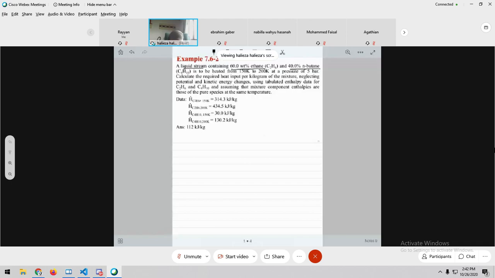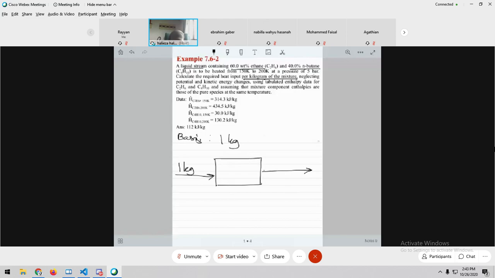Now we're going to draw the first thing, basis. The basis is per kilogram of the mixture. So let's draw the diagram first before you write the basis. Is this per kilogram? Calculate the required heat per kilogram of the mixture. Okay, let's put in the per kilogram. So your basis is 1 kilogram of the feed.